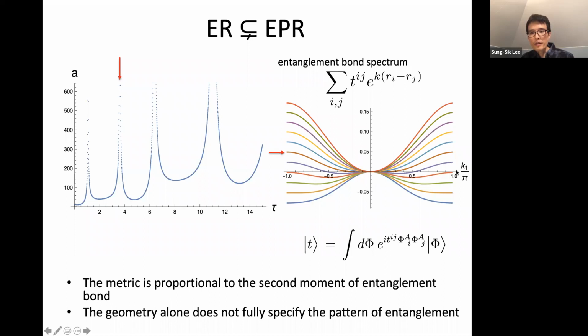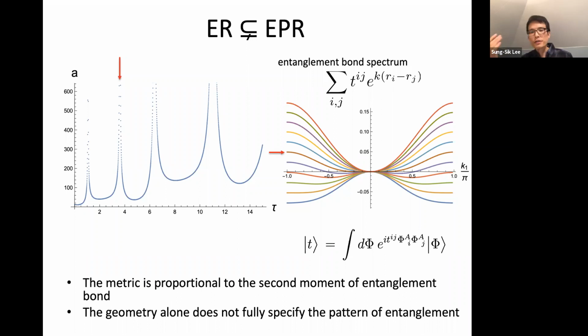Say you start from somewhere here, this is the red curve, and then as we evolve forward, it evolves into the next curve, etc. The curvature of this curve near k equals zero is roughly what determines the metric. The intuition is the following.